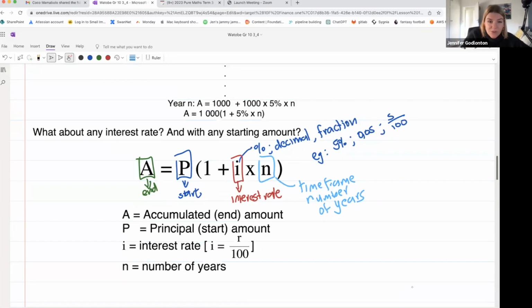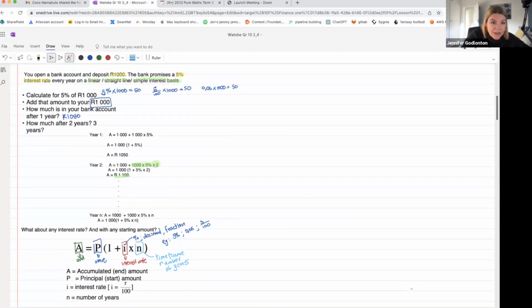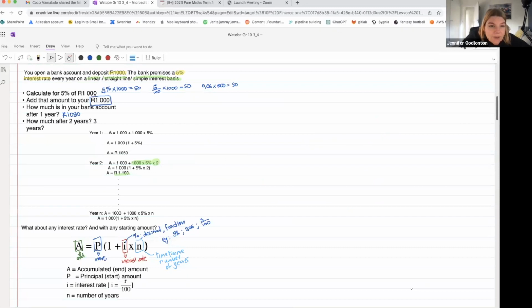Just going to zoom out a little bit. I was hoping you'd be able to get this whole thing in, because then it's a nice overall explanation of simple interest.